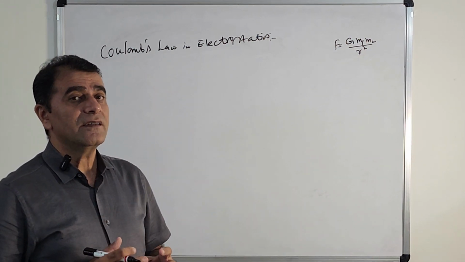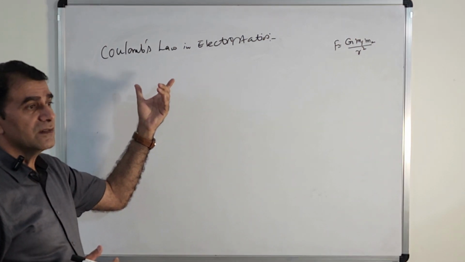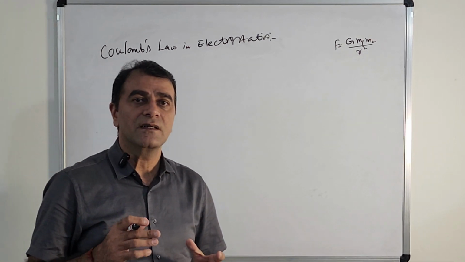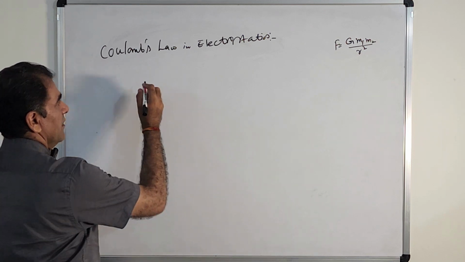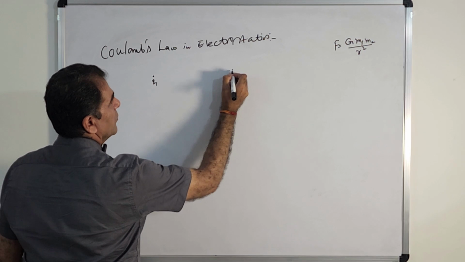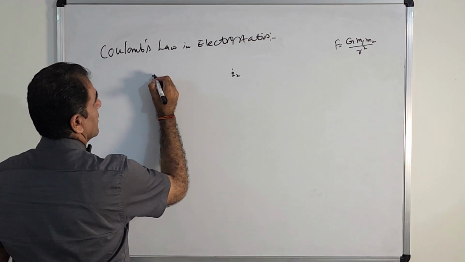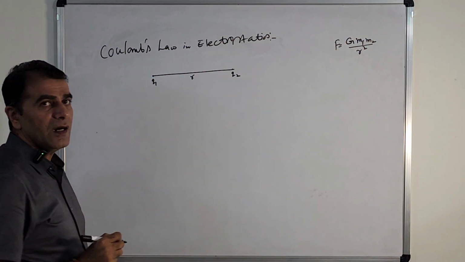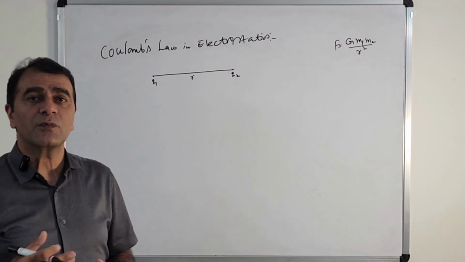In a similar way, in electrostatics, Coulomb's law exists. And what does this tell us? This law simply tells us that if there are two point charges, say Q1 and Q2, and these are separated by a distance small r, very simple. Now a question will arise in your mind.